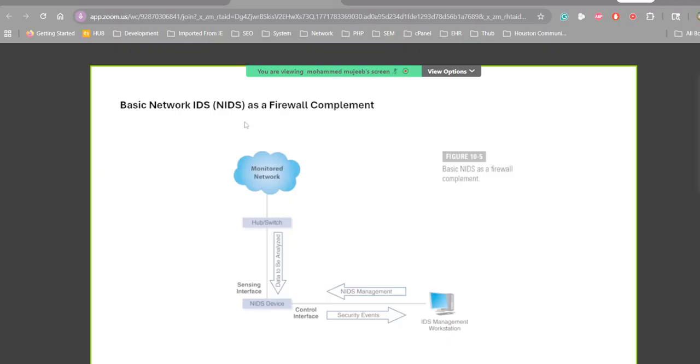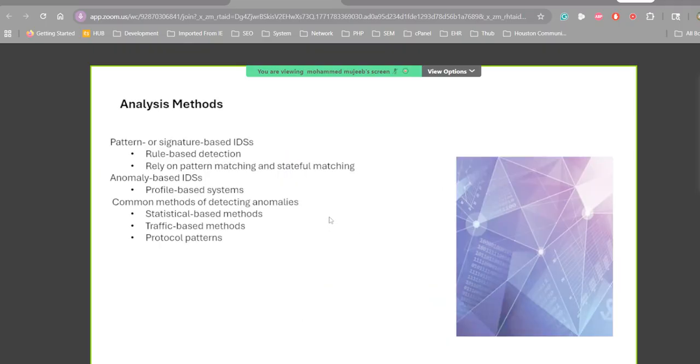Basic network IDS. You can just look at this diagram. It's self-explanatory. I don't have to explain it to you. Look at the documentation, and the analysis methods are there. Pattern or signature-based IDS, rules-based detection, relying on pattern matching and stateful matching, anomalies, profile-based systems, right? Common methods of detecting anomalies: statistical-based methods, traffic-based methods, protocol types. You can go into these details if you are interested. You don't have to, but I'm just putting it there.